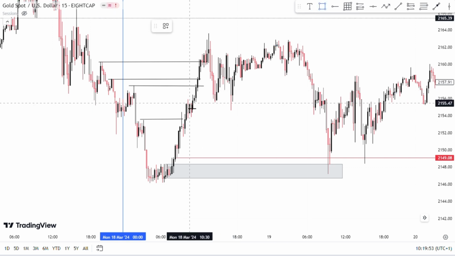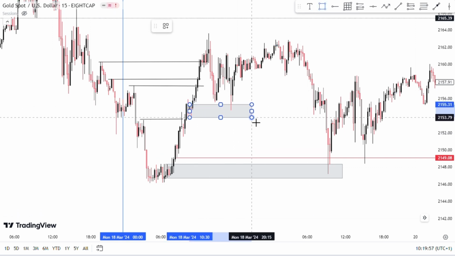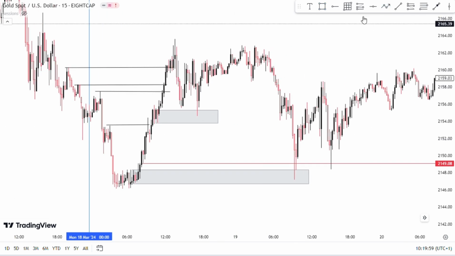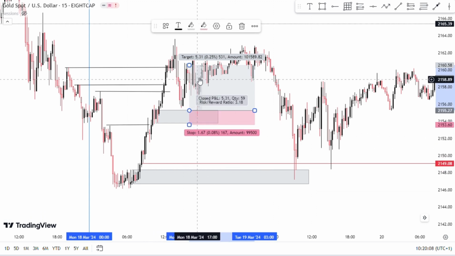So where's the order block responsible for it? You can see this is the order block responsible for it. You can see that price came all the way down to respect this particular order block, and then price tapped this one out to respect the order block, and then you can set your stop loss there, and then your take profit.